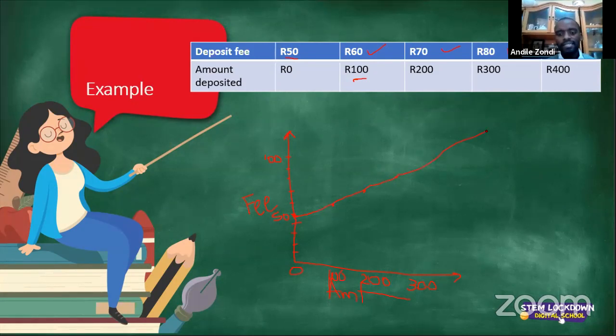In an exam, they can give you a graph like this and then ask, if Sandile deposits 200 rands, how much will he pay? From 200 rand, you go up to your graph and go across. He'll pay 70 rands. If Tom was charged 80 rands, how much money did he deposit? From 80 rands, you go across and then down. So that's how you use graphs.